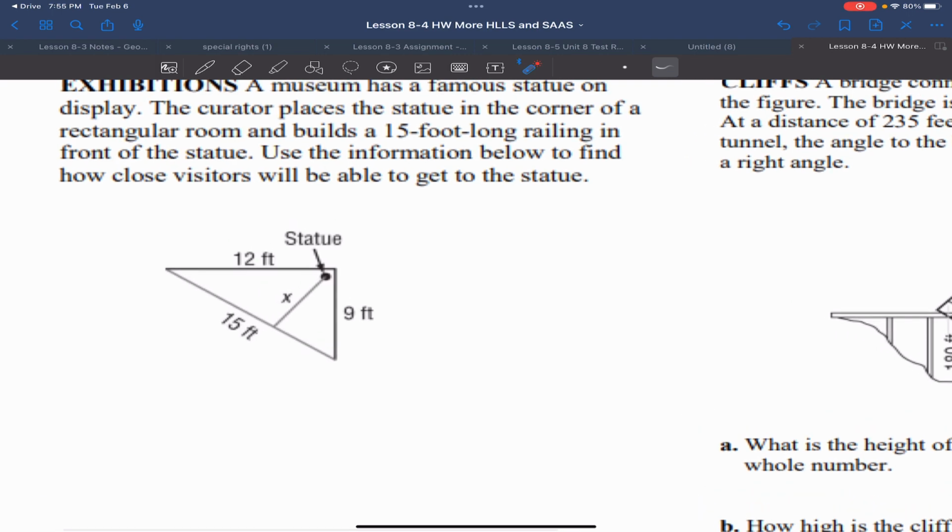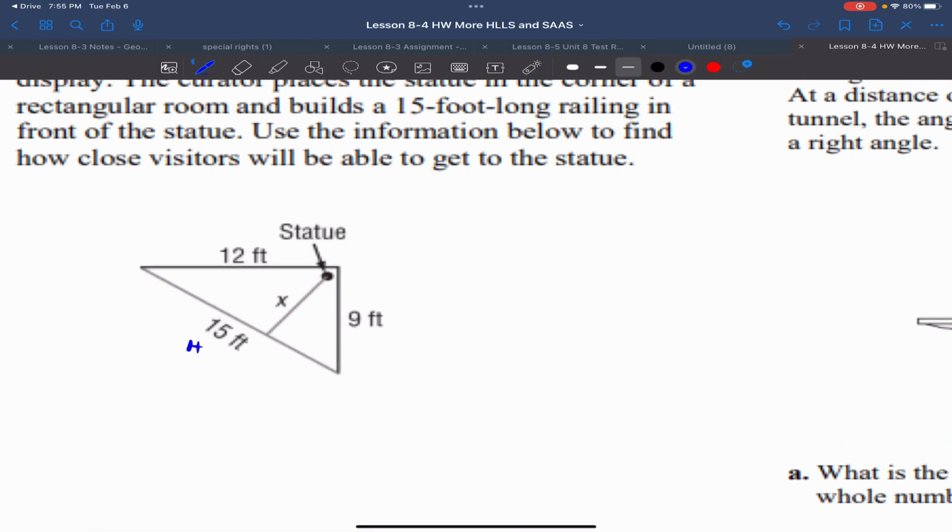Okay, so we have, I assume this is the hypotenuse. This whole thing is, yeah, this is obviously the hypotenuse. This is 12 feet, and then this is 9 feet, and then here's my altitude. So, hypotenuse, altitude, leg 1, leg 2.